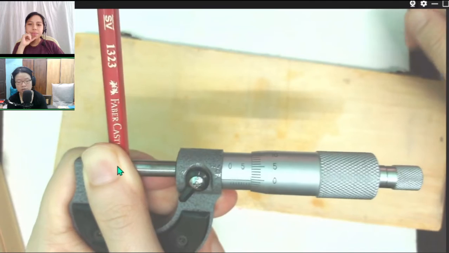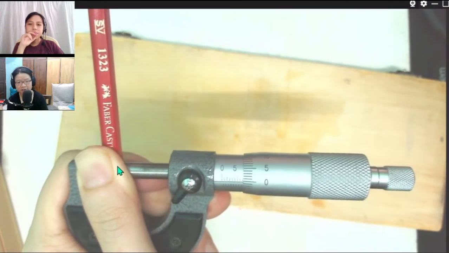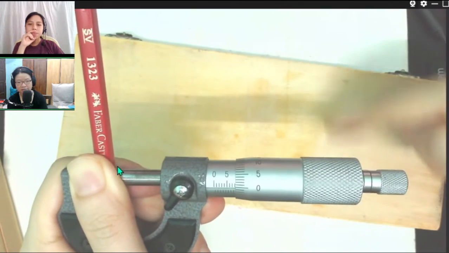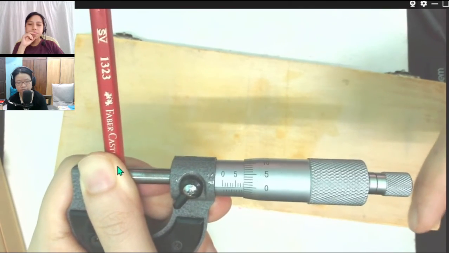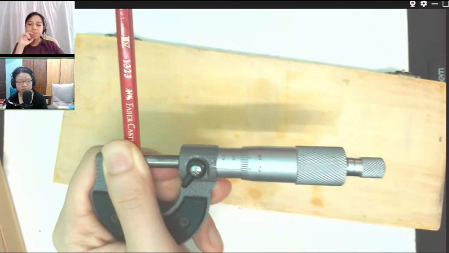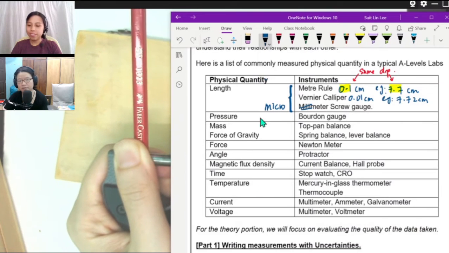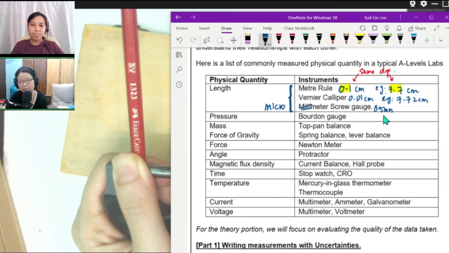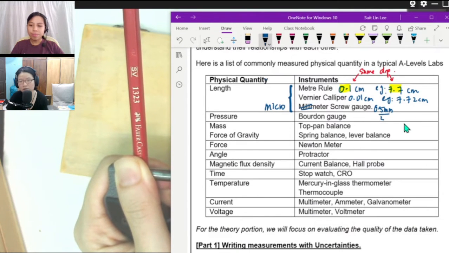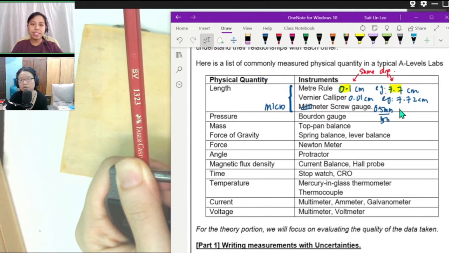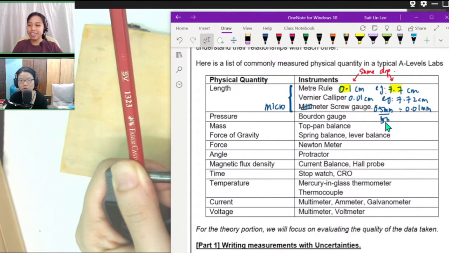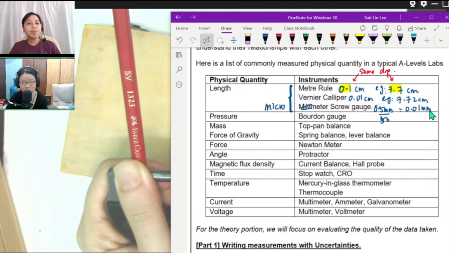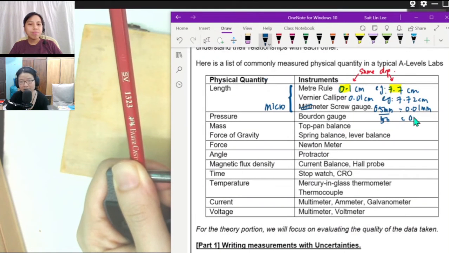So this means 0.5 is divided into 50 divisions. 0.5 over 50. So this one will take 0.5 mm over 50, which is 0.01 mm. It's the smallest it can measure, which is also equal to 0.001 cm.